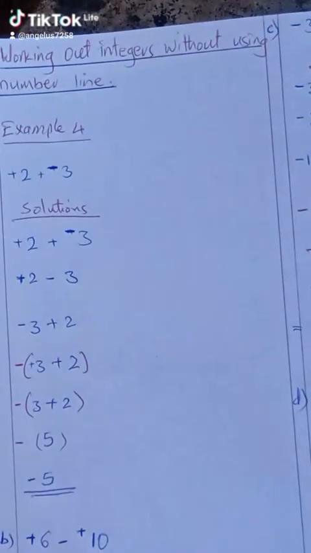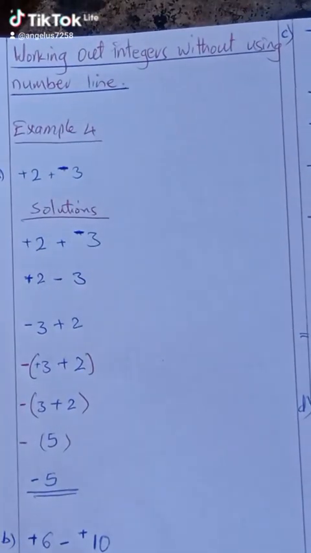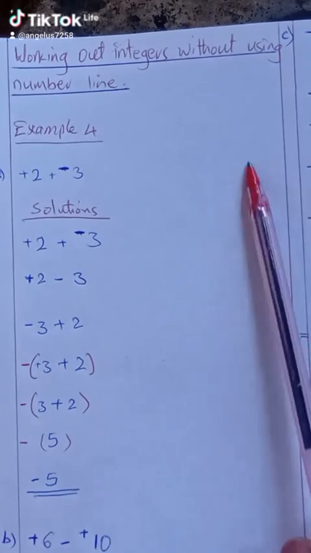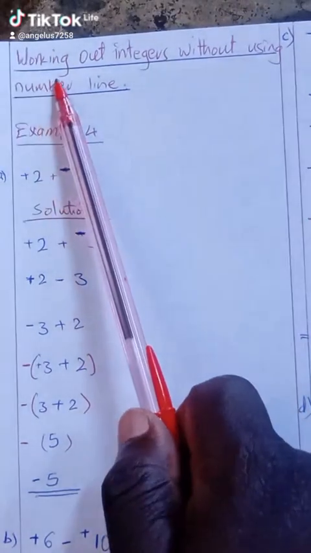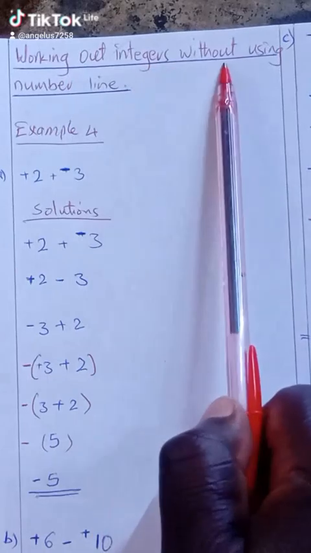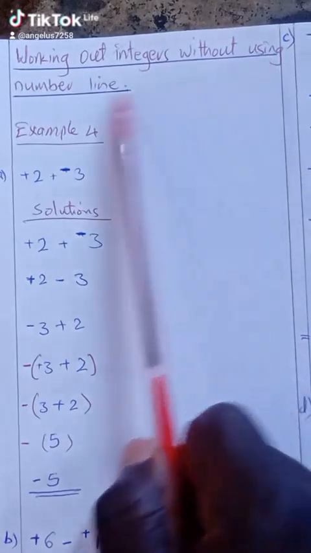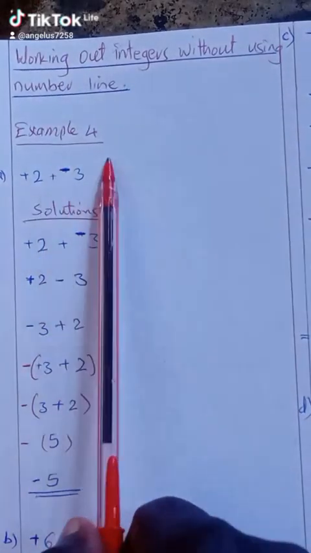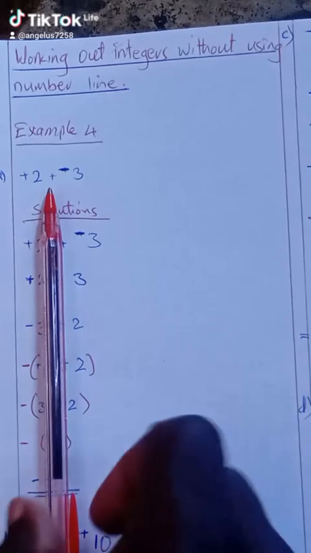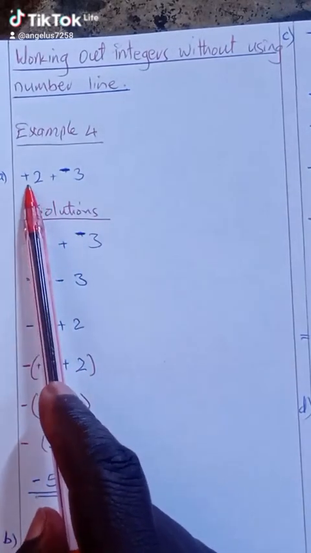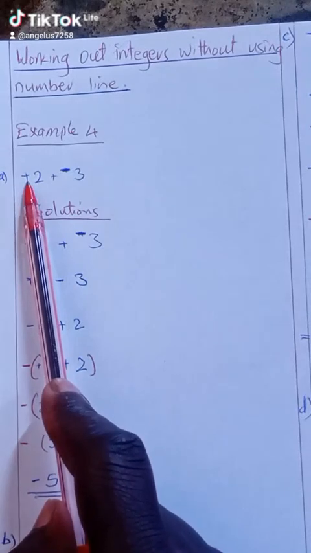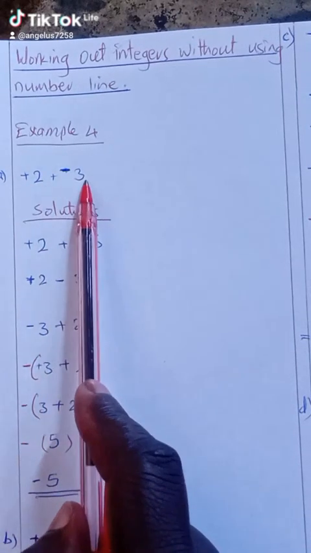Well, now let us continue with how we can find out integers without using number line. So our heading is working out integers without using number line. So let us go to example 4. In our example 4, part A, we are given positive 2 plus negative 3.